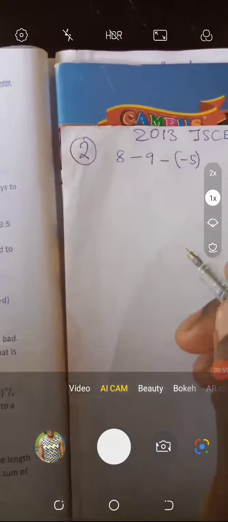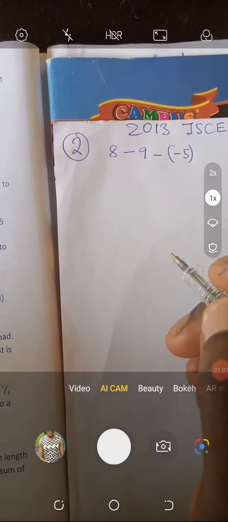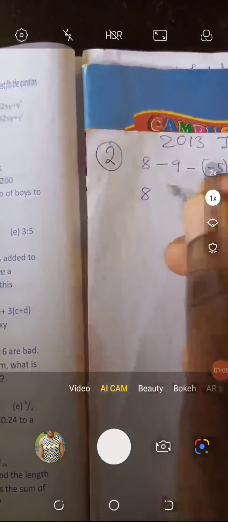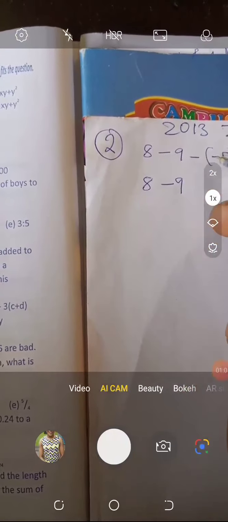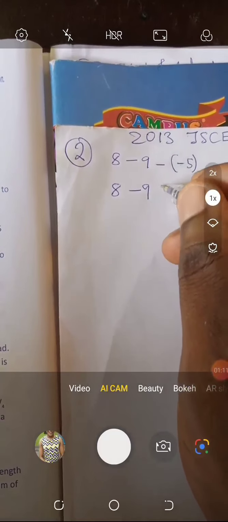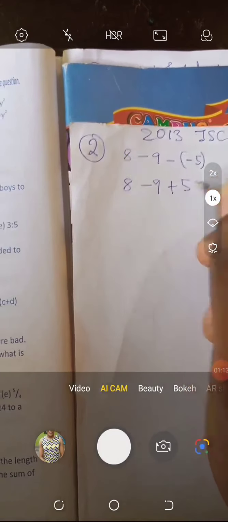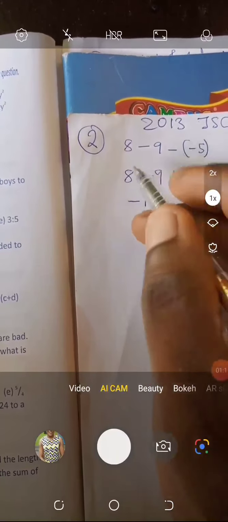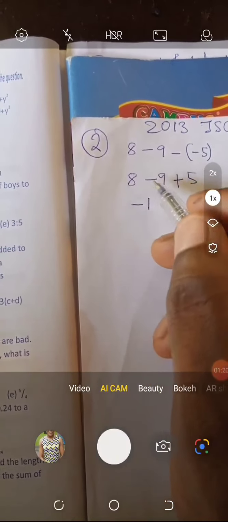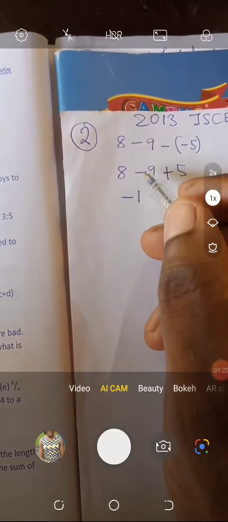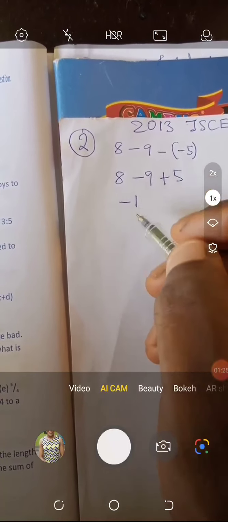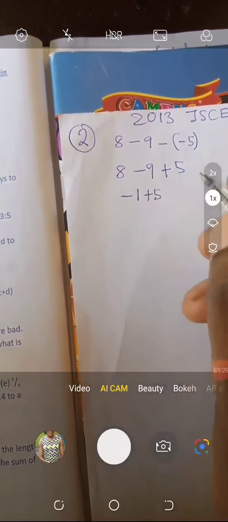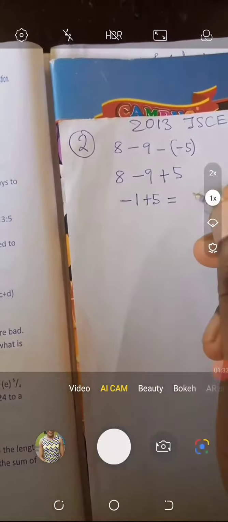For us to simplify 8 minus 9 minus bracket minus 5. So first thing, remember BODMAS. I have my 8 minus 9 minus, we will take care of minus, so I have minus, you have a plus here. Remember minus is plus. Then we can also take care of this place where we have minus 1. Remember plus minus is minus, so 9 minus 8 we have 1. So plus 5. So we have minus plus is minus, so we have 5 minus 1, which is 4.